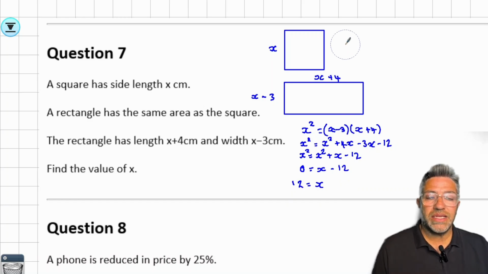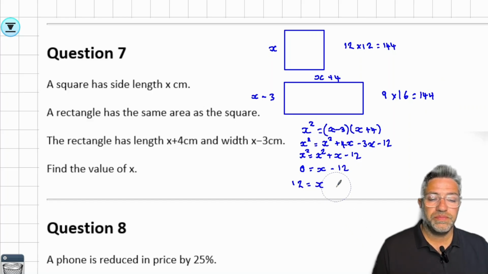And again, let's now check our answer. The area of the square would simply be 12 times 12, which is 144. The area of our rectangle, well, 12 minus 3 will give us 9. 12 add 4 will give us 16. 9 times 16 also gives us 144. It's always important to check. A, are we accurate? But B, that will eliminate any careless errors from our work.